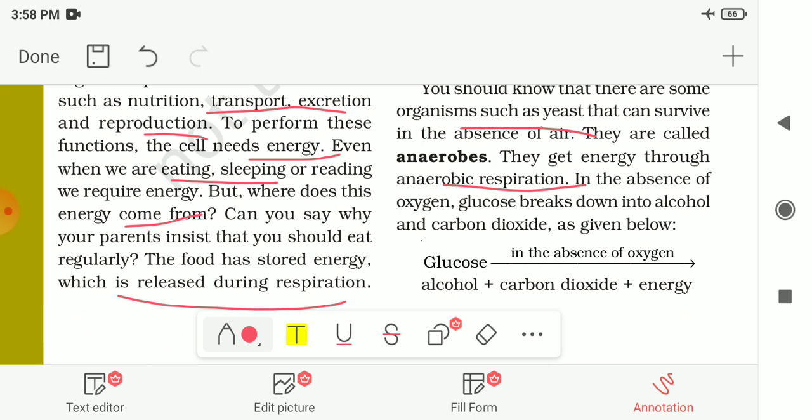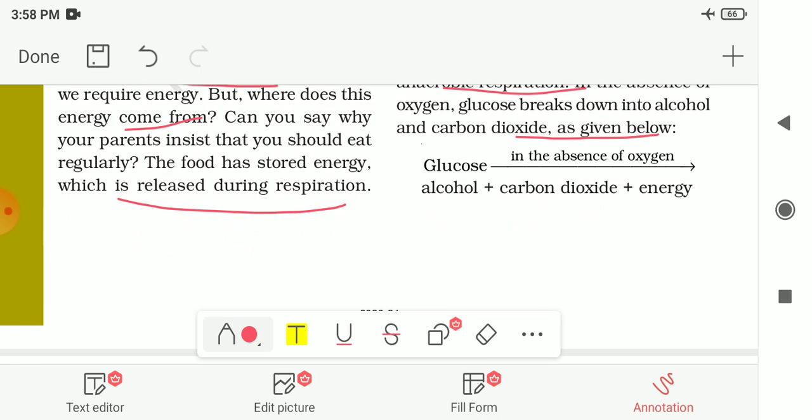And in the absence of oxygen, the glucose breaks down into carbon dioxide and alcohol. And here the equation for anaerobic respiration is given to you. In this anaerobic respiration, these organisms are getting carbon dioxide and alcohol, and with that energy is also released. Here the equation is that glucose breaks down in the absence of oxygen, and as a product it will give alcohol, carbon dioxide and energy.